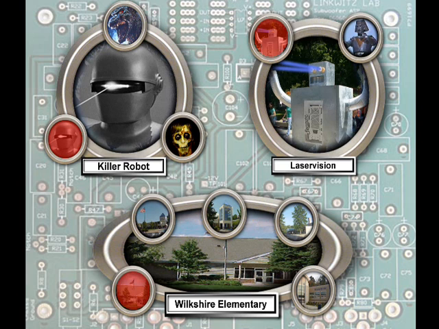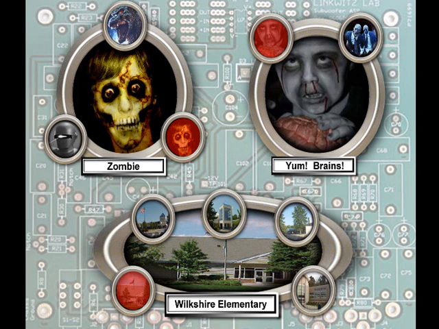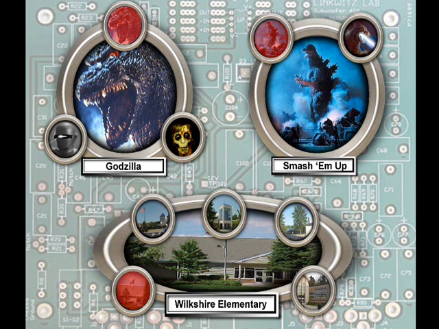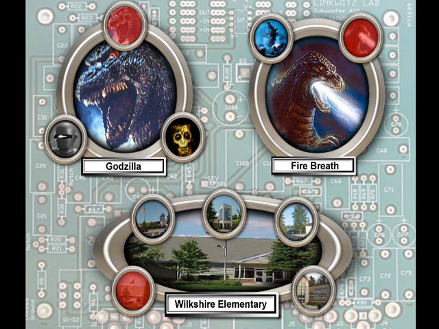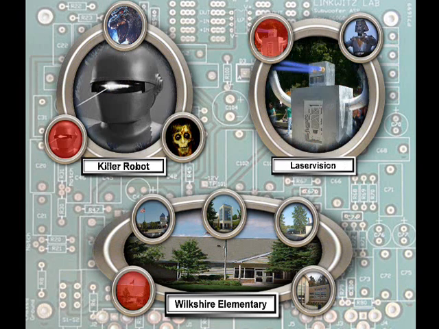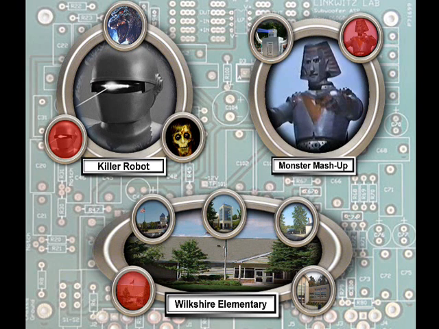Okay, so what the kids will do is walk up to the monster machine. They'll work with the Phidget controls that we have set up, and they're going to configure their mission for the monster that they're going to build. First thing they're going to do is choose which monster they want. They have a choice between a killer robot, Godzilla, or a zombie horde. As they choose the monster, you can see on the right-hand side of the screen, they can choose which mission they want the monster to go on. For example, with Godzilla, they can do Smash 'em Up or Fire Breath. Zombies, they can do Teachers equal Undead or Yum Zombie Brains. Or for the killer robot, they can do Laser Vision or Monster Mashup.